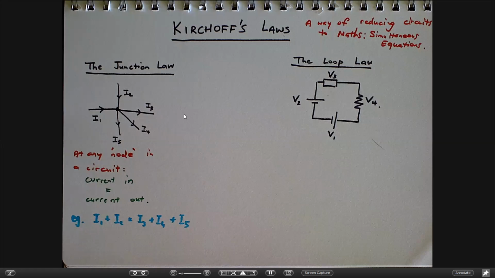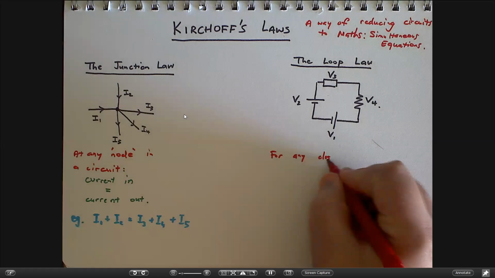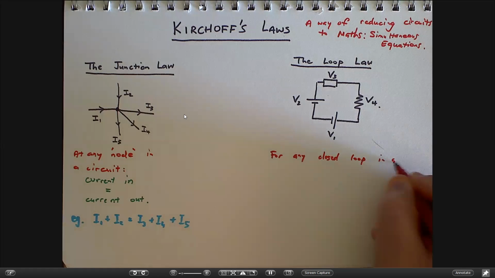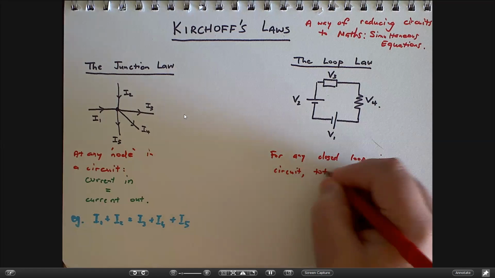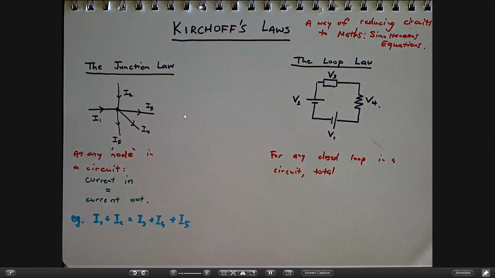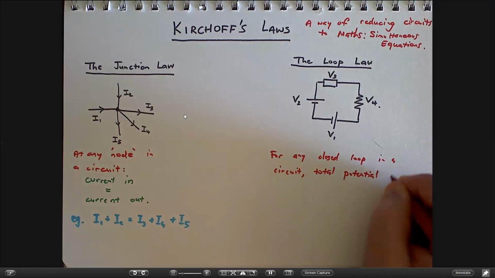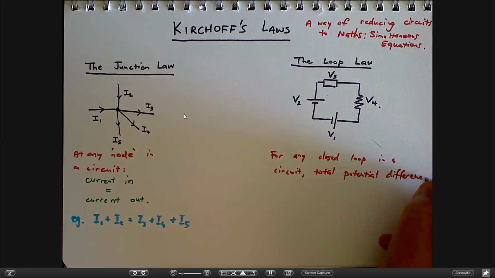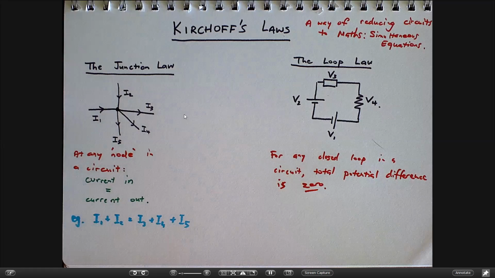And that one says, for any closed loop in a circuit, You've cut out. I might have just stopped talking. Oh, okay. I was just writing, I think. For any closed loop in a circuit, the total potential difference is 0. Okay, so what do we mean by that?